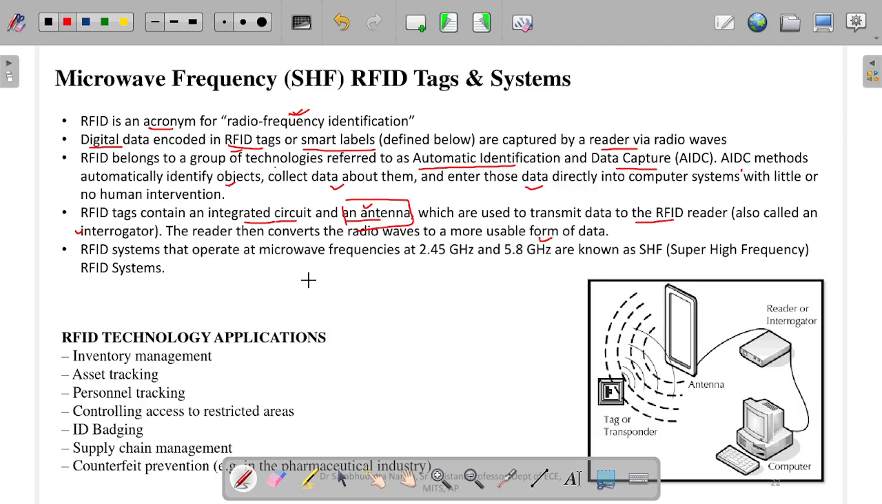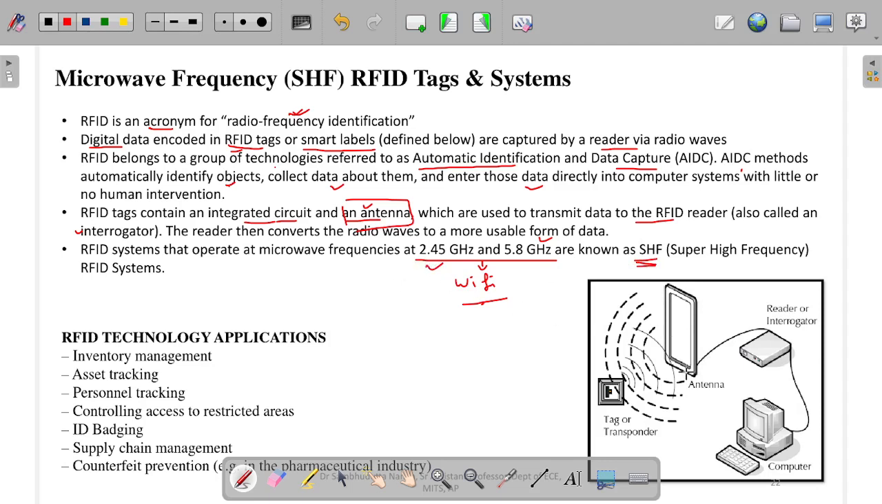Then, the RFID system operates at a microwave frequency of 2.4 gigahertz to 5.8 gigahertz, which is similar to the frequency of Wi-Fi, also known as SHF or super high frequency. So if the question comes, what is the operating frequency of RFID, then the answer will be SHF, super high frequency, or you can mention this frequency.